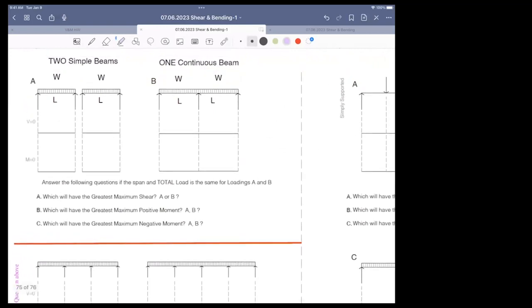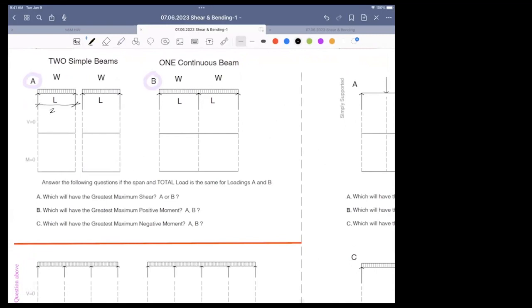Which of these two situations, A and B, will have the greatest maximum shear? Loading A or loading B? Loading A is 2 simply supported beams. Let's say, just put some numbers just for curiosity.